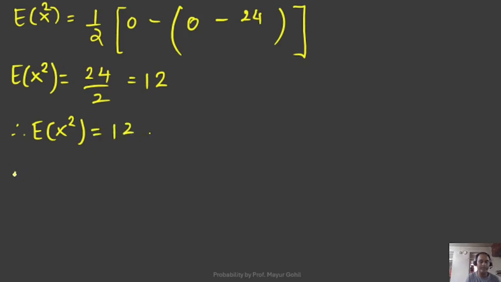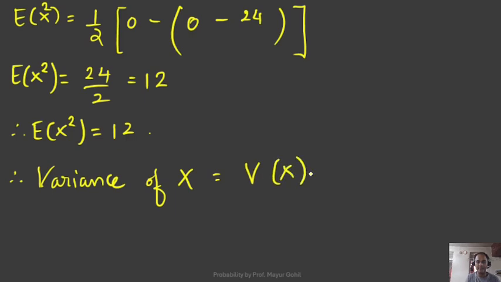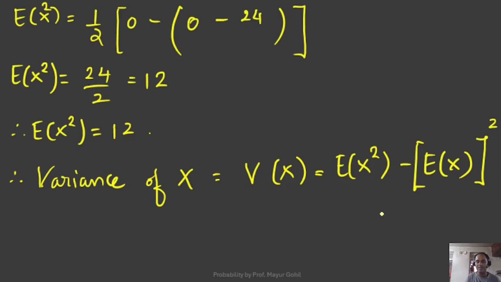So finally, therefore, variance of x, V of x, is equal to E of x square minus E of x the whole square. I know I'm repeating the formula so that it is there in your mind again. And 12 minus 3 square, that's 9, and 12 minus 9 is 3. So V of x value is 3.